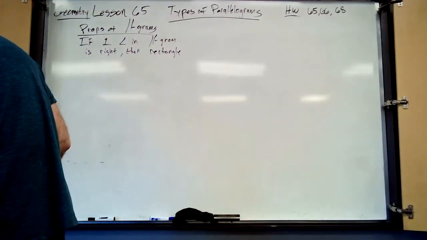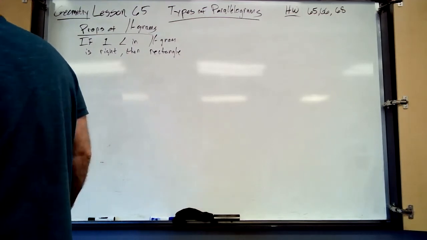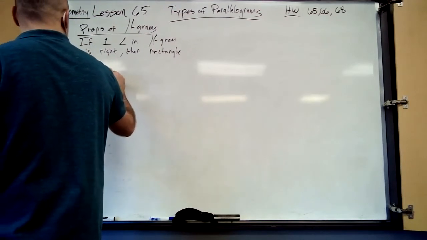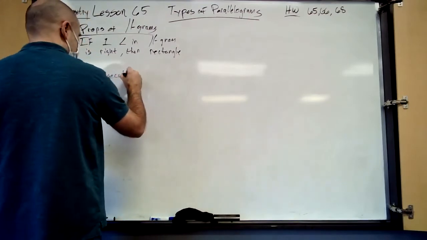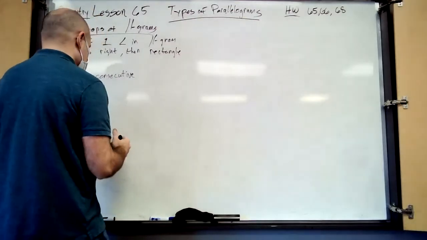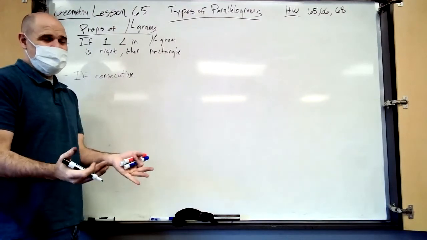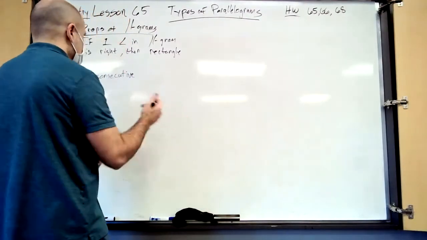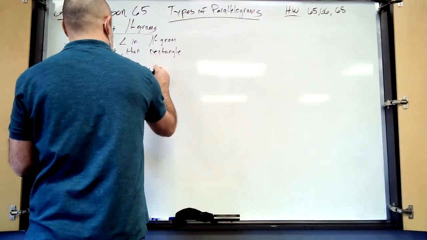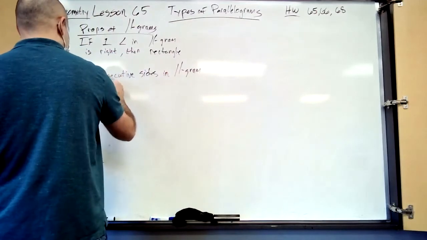So here's another one. If consecutive sides of a parallelogram are congruent, then it's what? It could be a square, or a rhombus. A square is just a specific type of rhombus. But given the information in the if, the only thing we can say is that it's a rhombus. It could be a square, but we know for sure it's a rhombus. If two consecutive sides in a parallelogram are congruent, then it's a rhombus.